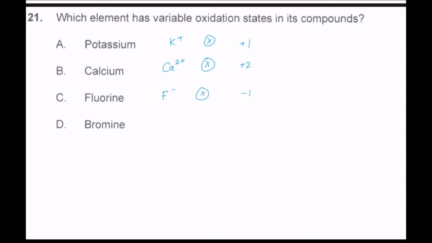But for bromine, you can have multiple oxidation states. For example, Br minus, BrO2, BrO3 minus, and BrF3. I can write more compounds here. So in these compounds, you see bromine has variable oxidation states. So from this, I can say D is the correct answer to this question.